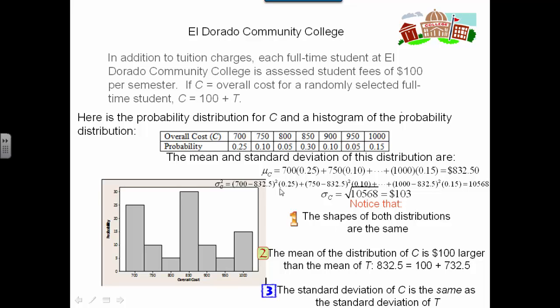Here's another example. Back to the El Dorado Community College. If we add $100 for student fees per semester to the tuition T, the mean and standard deviation are the following. Mean is 832.50, standard deviation is 103. So we notice the shape of the distribution is the same as the one before. Secondly, the mean is $100 larger, and the standard deviation is the same as the standard deviation of T when we originally looked at it.